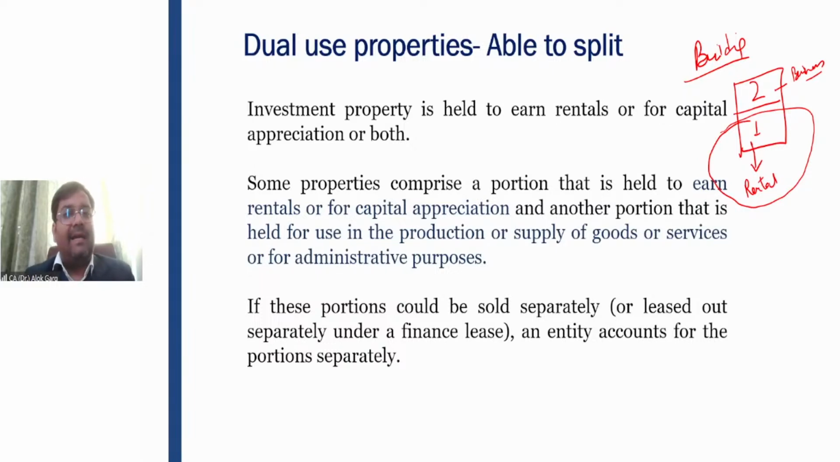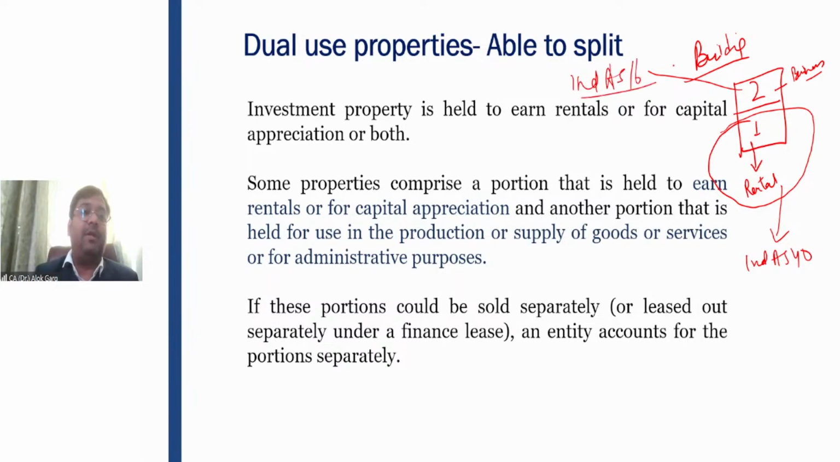So the standard says that if the property has a dual use, it is used for rental or capital appreciation purposes, and it is held for business purposes. Whatever portion is used for rental purposes has to be shown as an investment property. The portion held for business purposes has to be shown in the balance sheet as property, plant and equipment, as owner occupied property, right?